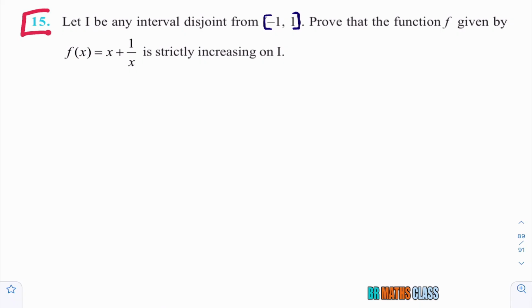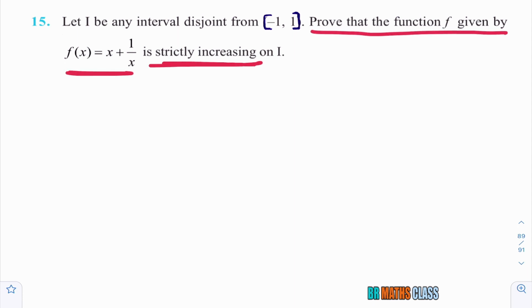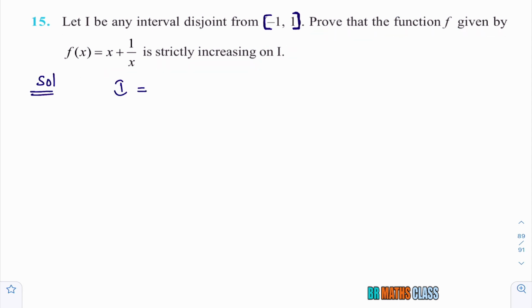Please observe this question number 15. What are they asking? Let I be any interval disjoint from closed interval minus 1 comma 1. I'll tell you what this I is. First, we'll try to understand what they are asking. Prove that the function f given by this is strictly increasing on I. First, I'll write what I is. What is I? You observe the question: I be any interval disjoint from closed interval minus 1 comma 1.